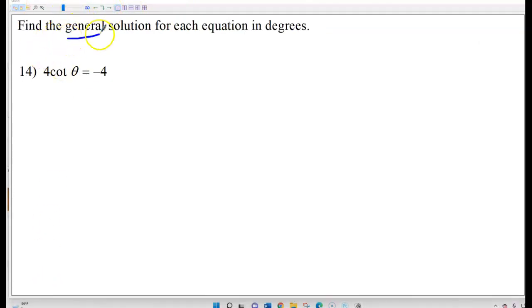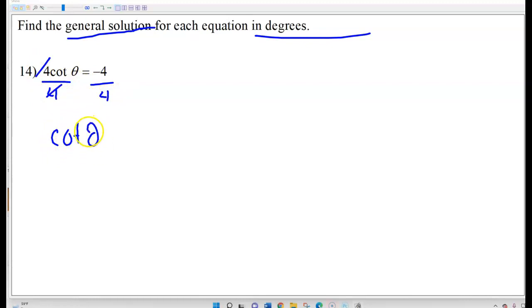So this question is asking us to find the general solution for the equation, and they want us to do it in degrees. So let's go ahead and just solve it, and the specifics of what that means will come up in a second. So let's begin here. The first thing I'm going to do is divide by 4. Then we don't have a cotangent on our unit circle, so we're going to use the reciprocal. The reciprocal of cotangent is tangent. The reciprocal of -1 is still -1. It doesn't change.